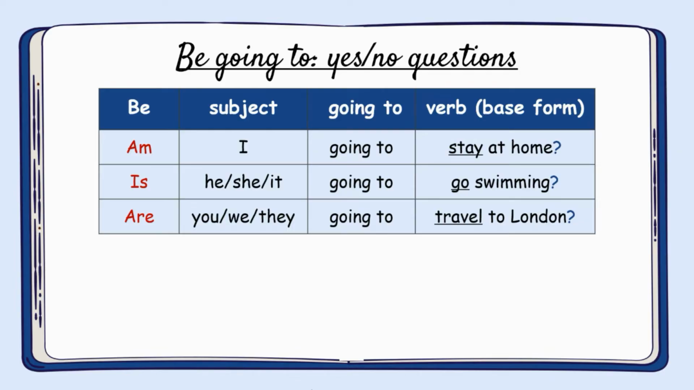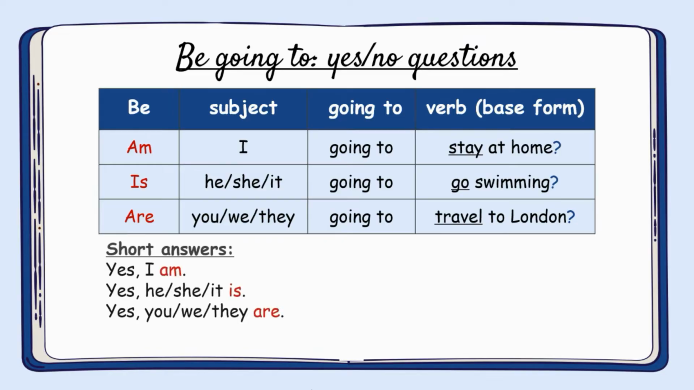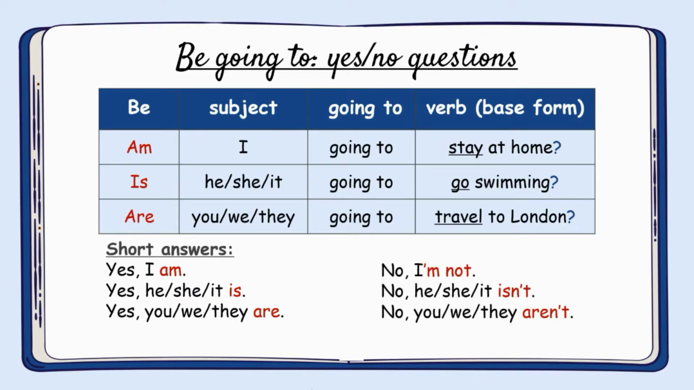We can use short answers when we are answering yes/no questions. For example, yes, I am. Yes, he, she, it is. Yes, you, we, they are. Or no, I'm not. No, he, she, it isn't. No, you, we, they aren't.